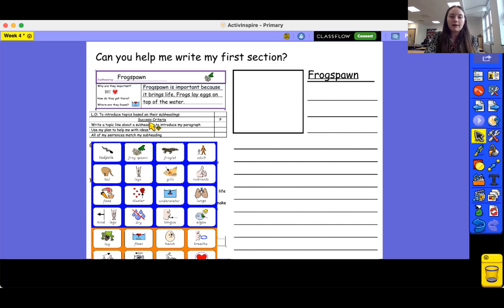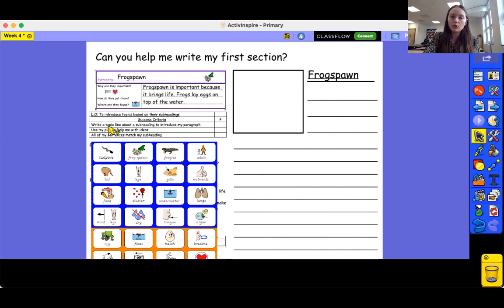So I'm going to read my plan now. Frog spawn is important because it brings life. Frogs lay eggs on top of the water. Okay, that's the information for my plan. Am I just going to write those sentences straight onto here? No, because this is just my plan. It's there to help me.